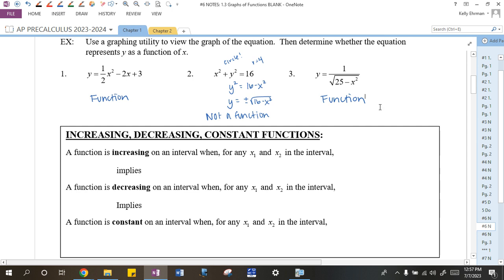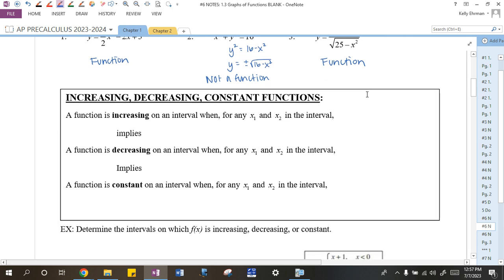Increasing, decreasing, and constant functions. So a function is increasing on an interval when for any x1 and x2 in the interval, let's do a sketch here. Give yourself an increasing function, give yourself an x1 and an x2. This would be f of x1. Excuse me, this would be f of x2. Okay, so a function is increasing when for any x1 and x2, if x1 is less than x2, which is how I have this picture drawn, that implies that f of x1 will be less than f of x2.